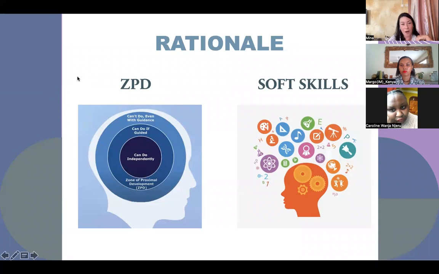All right, so there are many reasons why group work is helpful, and many areas that we can explore in terms of rationale. But I decided to hone in on these two because they explain the why in two different ways. ZPD is the reason behind why group work helps students to learn. And soft skills is the why in terms of the result. What kind of results do we get out of group work? So we're going to explore these two areas a little bit.